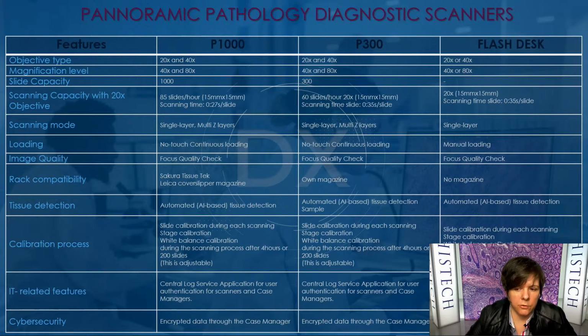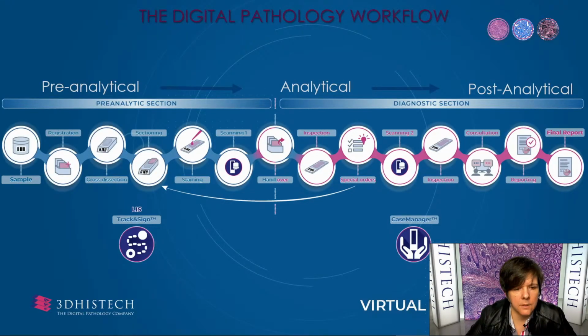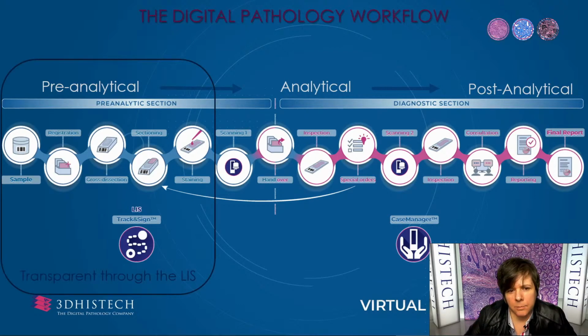The complex solution uses encrypted data to fulfill the cybersecurity needs. The Laboratory Information System is intended to track the received patient sample through the pre-analytical tissue processing. These applications make the stages of registration, gross dissection, sectioning, and staining processes transparent, but they have no information about the scanning process or the inspection.